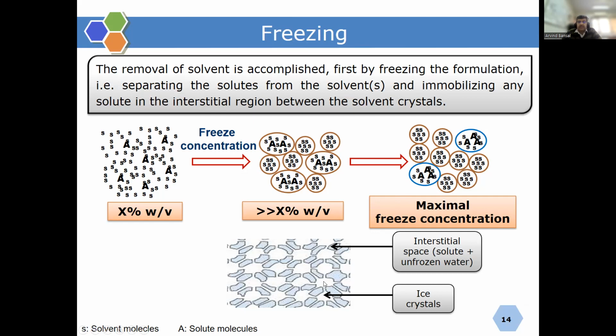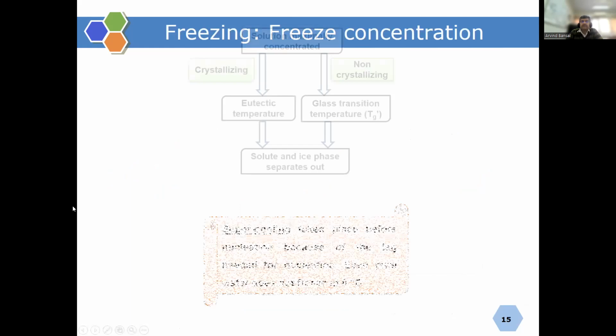These white color zones indicate the ice crystals, while the interstitial space, which is shown in the sky blue color, has the solute plus unfrozen water. In the above diagram, this is the interstitial space where we have the solute and unfrozen water, while this represents the ice where only the solvent which has been frozen in the form of ice is present.